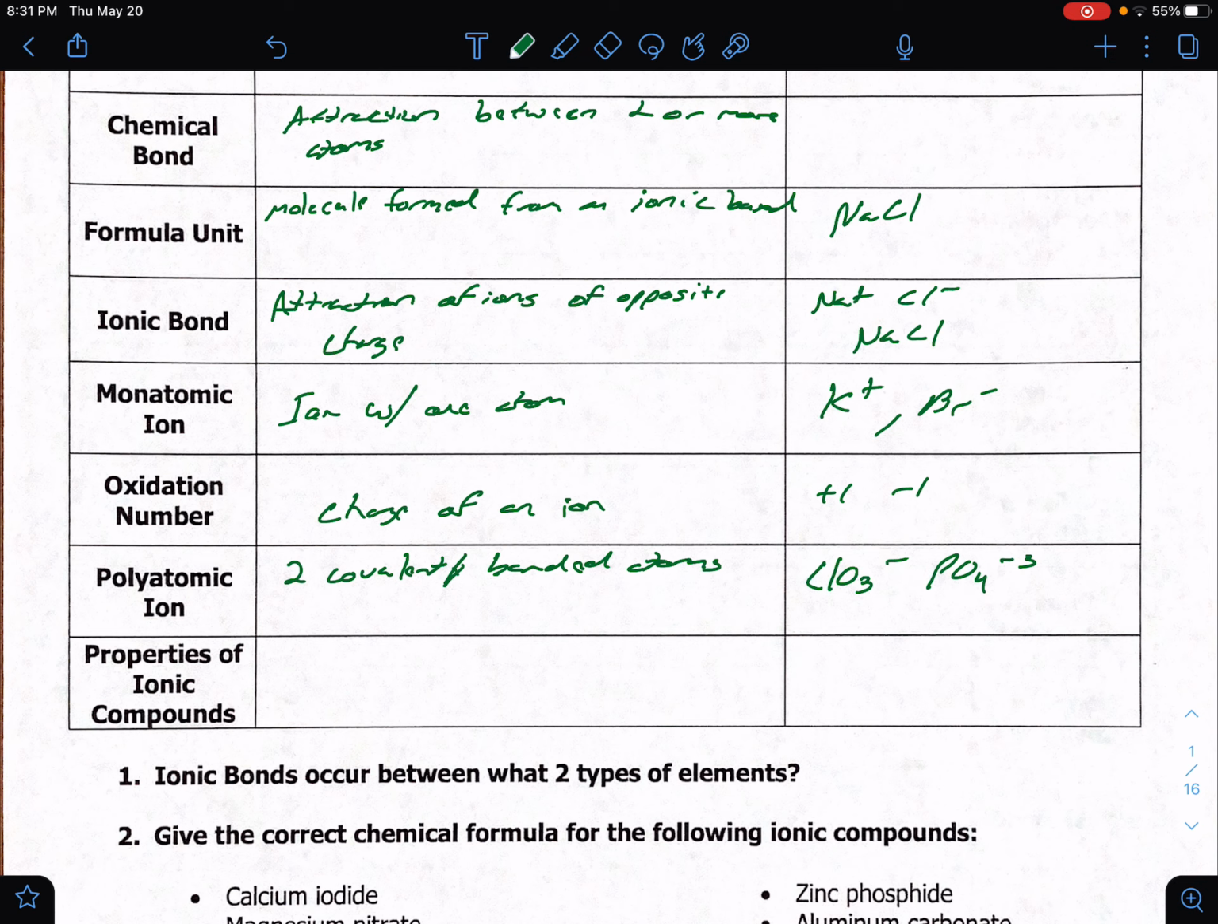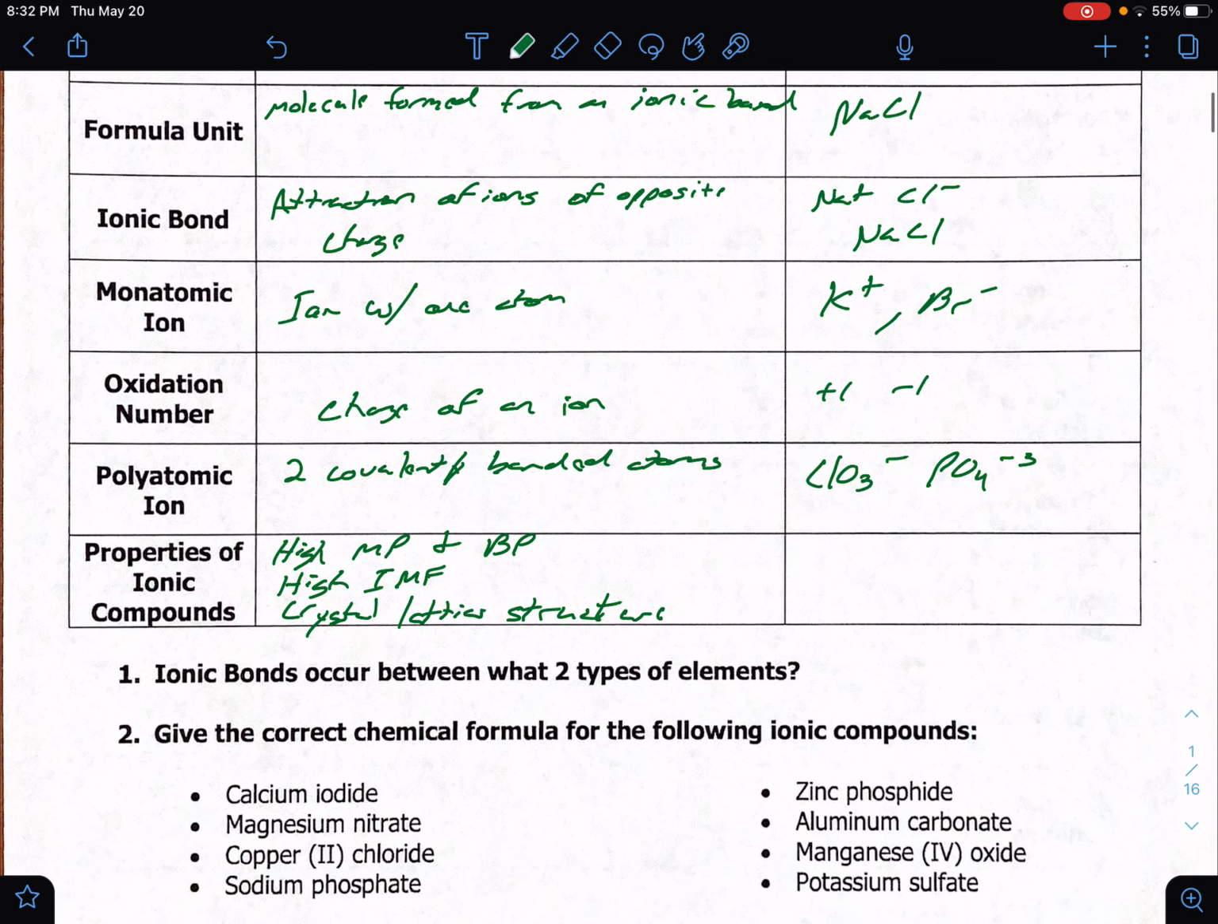Properties of ionic compounds: a high melting point and boiling point, because it takes a lot more energy to break up an ionic bond. It has high IMFs, the intermolecular forces, which are basically the things that are holding it together. They also make a crystal lattice structure. A lattice is like the checkered thing you see at the top of fences that vines grow through. That's what a lattice structure looks like.